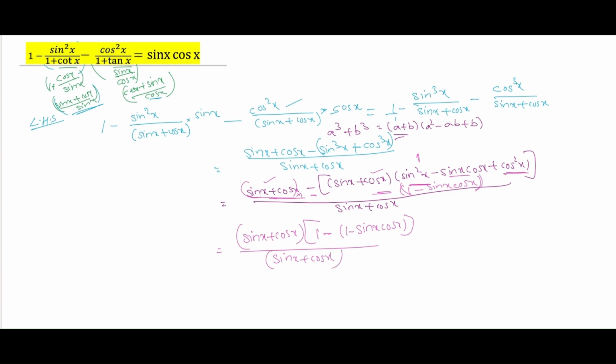Now, if we see this denominator and this term, we can cancel out. Here, if we take minus inside, it will become 1 minus 1. Minus into minus is plus, so plus sin x cos x. So, plus 1 minus 1 cancel out, we'll have sin x cos x, which is the required RHS.